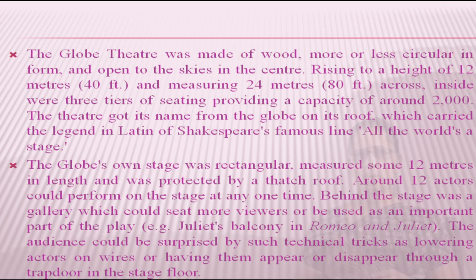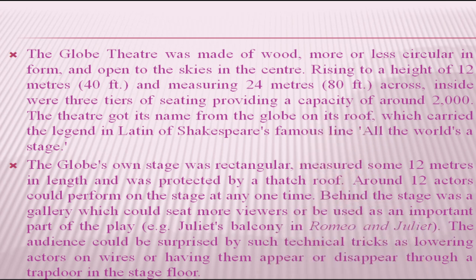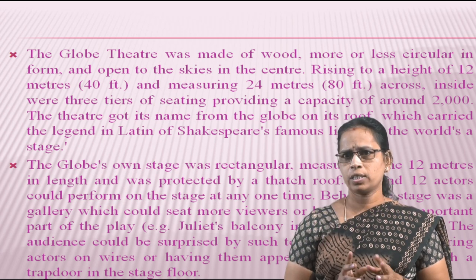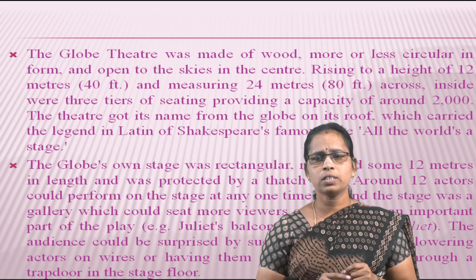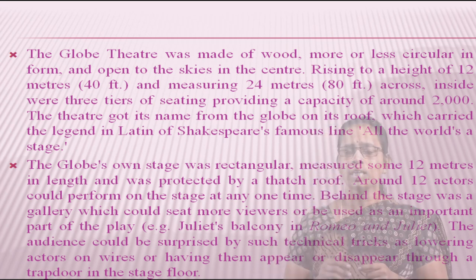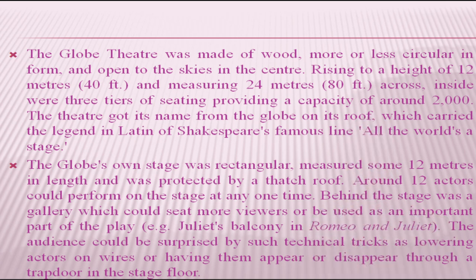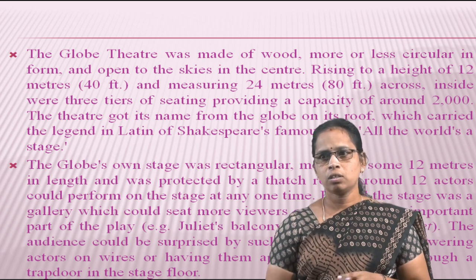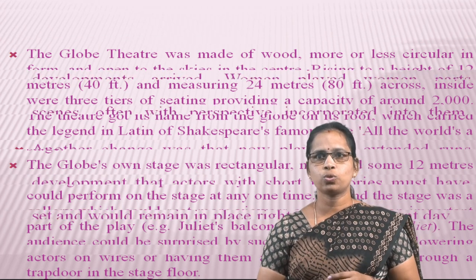Behind the stage was a gallery, which could seat more viewers and be used as an important part of the play. So, for example, Juliet's balcony in Romeo and Juliet. The audience would be surprised by such technical tricks as lowering actors on wires, having them appear or disappear through a trap door in the stage floor.